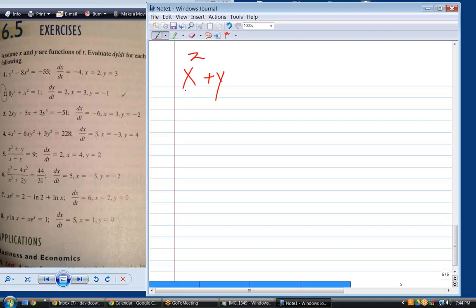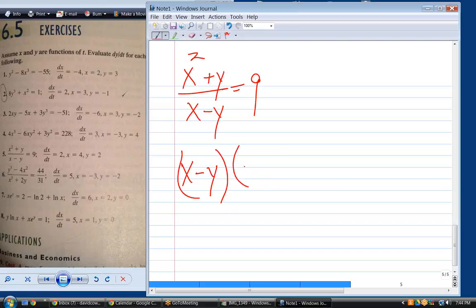Here we have to use the quotient rule. Okay, so I want to start with the bottom, right? Right. Start with the bottom, end with the bottom squared. So x minus y times 2x.